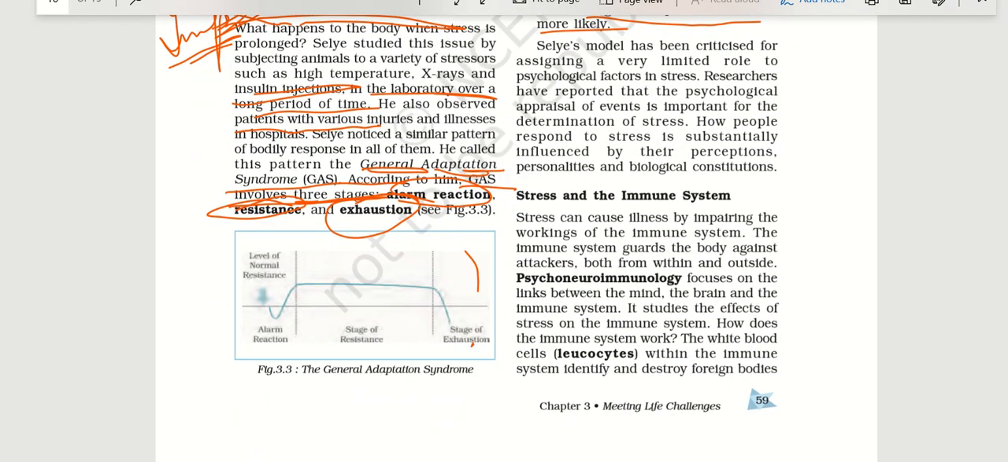Then we have stress and the immune system. Here they have discussed psychoneuroimmunology. What it focuses on is the links between the mind.